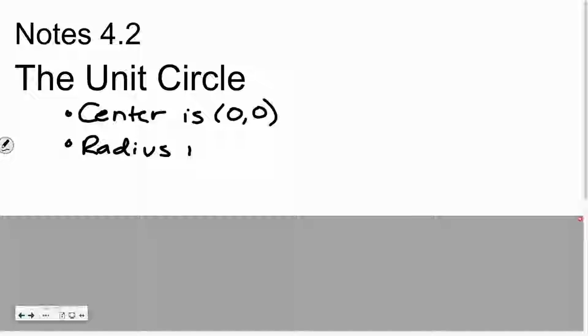Okay, so it has some special characteristics. First characteristic for the unit circle is its center is at 0, 0, so that's the origin. Second characteristic of the unit circle, it has a radius of 1. Okay, I'm going to say 1 unit. That's why it's called the unit circle, because its radius is 1 unit.